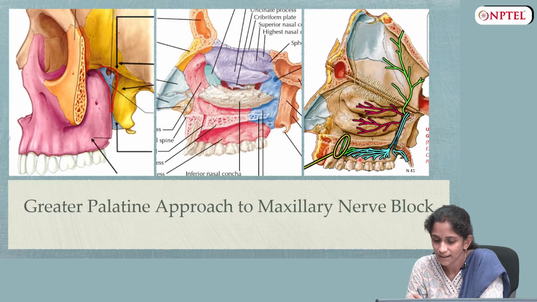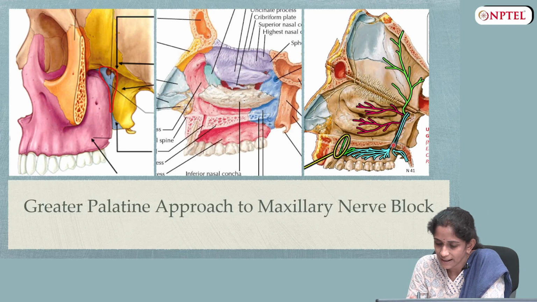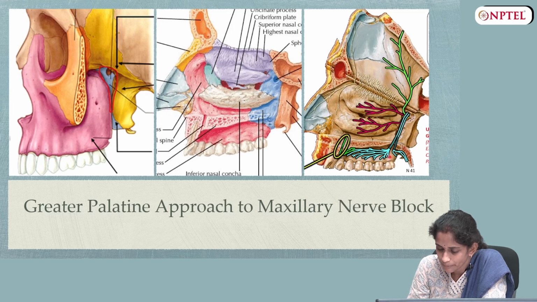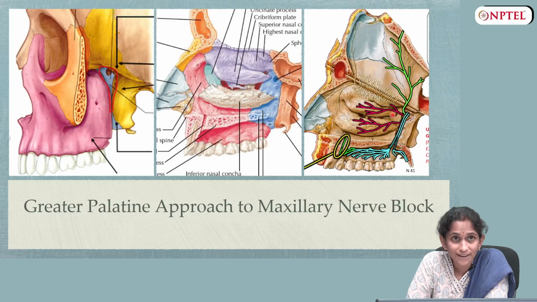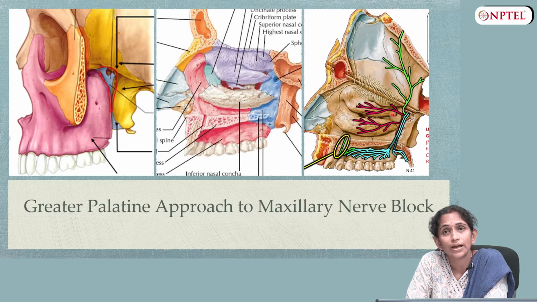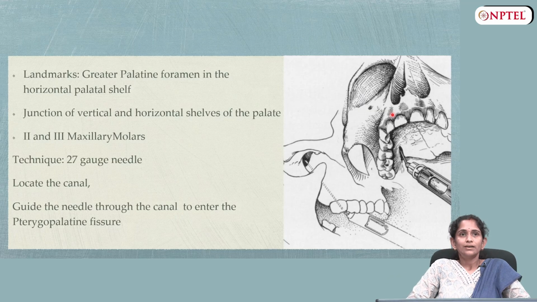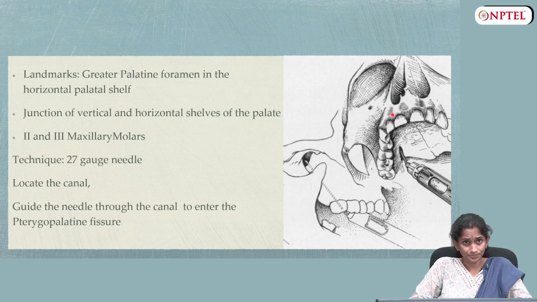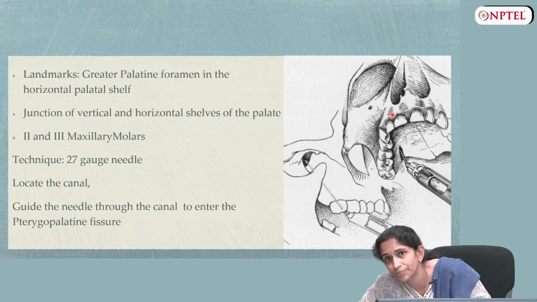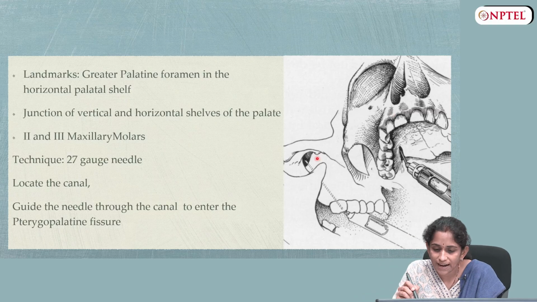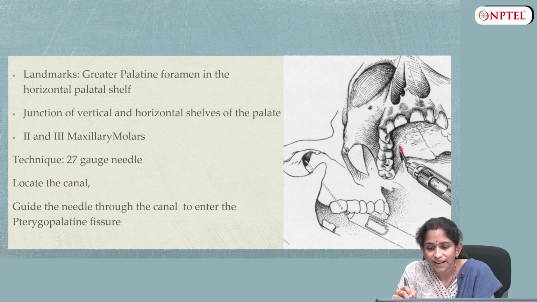Have we gotten that? So, we identify the greater palatine canal, pass the needle through the canal to reach the pterygopalatine fossa, and there we anesthetize the maxillary nerve. So, now let us look at the landmarks for the same. Now, we can see that is the greater palatine foramen.